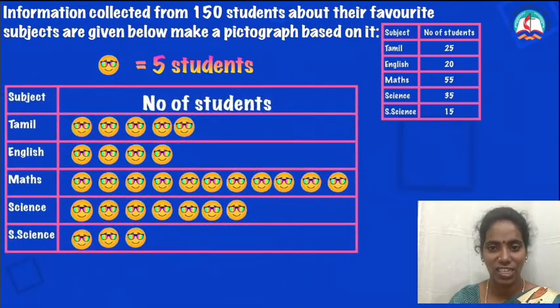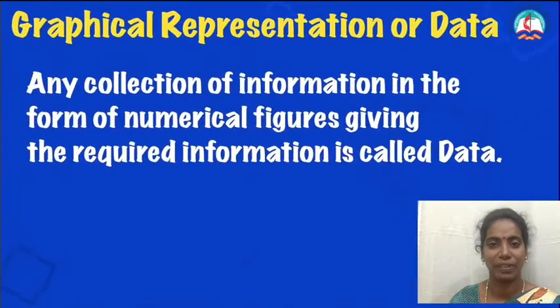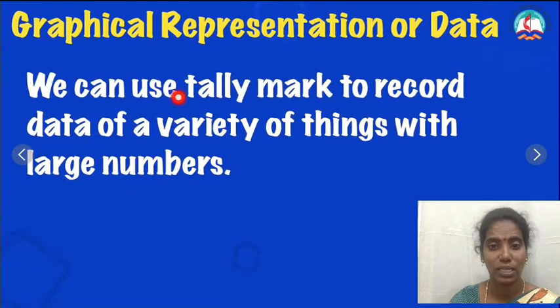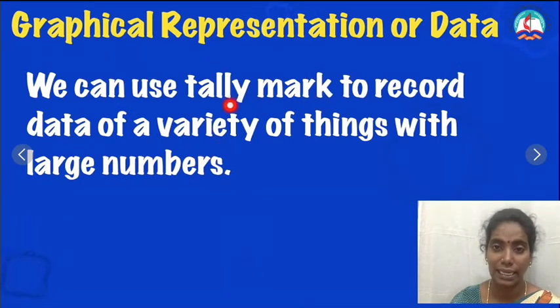Graphical representation of data. Any collection of information in the form of numerical figures giving the required information is called data. So the information we collect is called data. Now we can use tally marks to record data of a variety of things with large numbers. When we have large numbers, it's very difficult to count. So that's why we are going to use tally sticks.